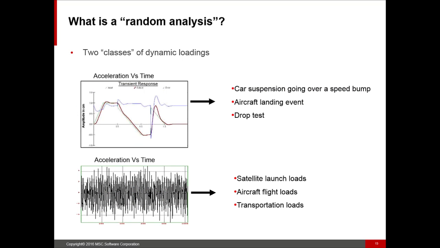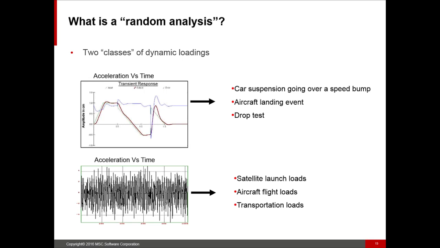Let's see, so when we talk about random analysis, it's a very short overview. There's two classes of dynamic loading. There's a more deterministic type of loading, the top one on the left-hand side, acceleration versus time. Good examples there are a car suspension going over a bump, aircraft landing, drop test, things like that. You can see, just looking at the results, where the peaks are.